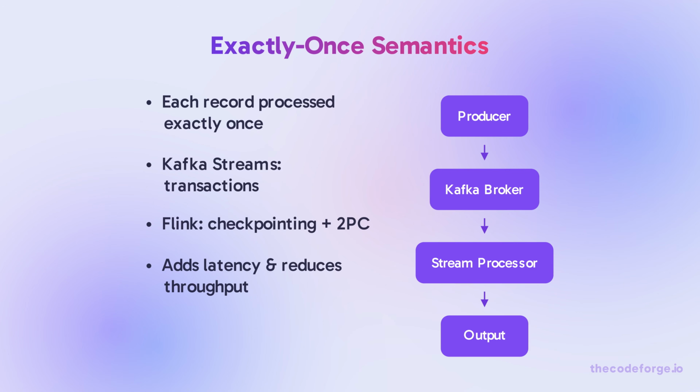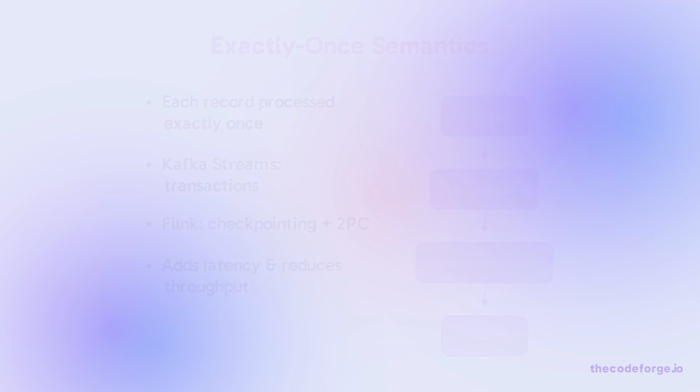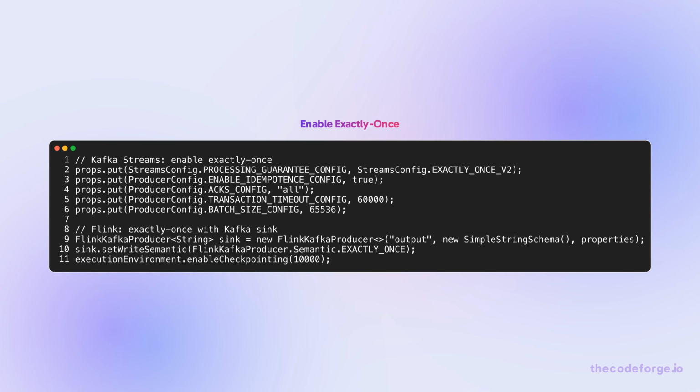Exactly-once means each record is processed exactly one time, even if the producer retries or the consumer crashes. Kafka Streams achieves it via idempotent producers and transactional writes, but it adds latency and reduces throughput. Enable exactly-once with PROCESSING_GUARANTEE_CONFIG set to EXACTLY_ONCE_V2. Also set idempotence and acks equals all. For Flink, set write semantic to exactly-once and enable checkpointing.